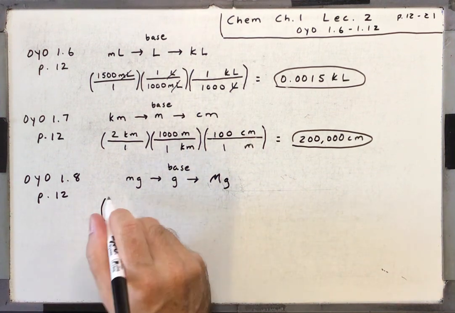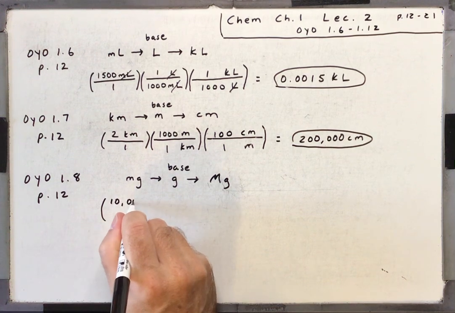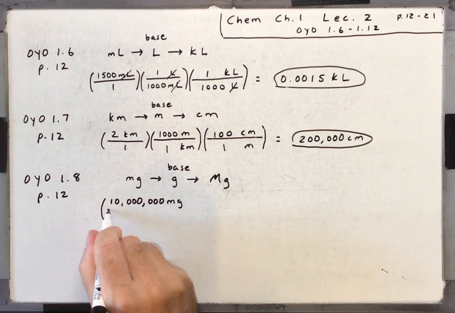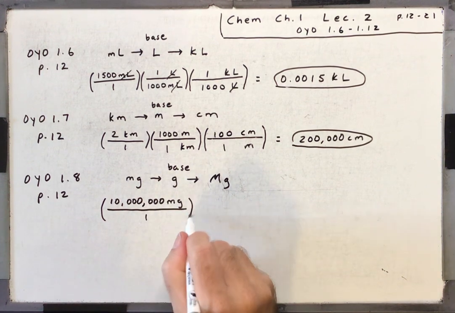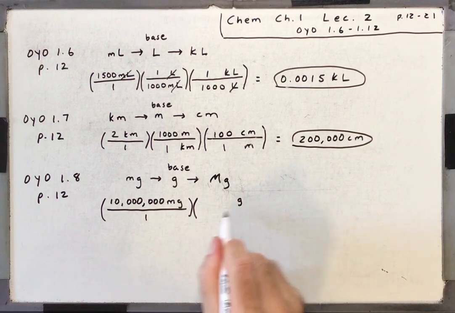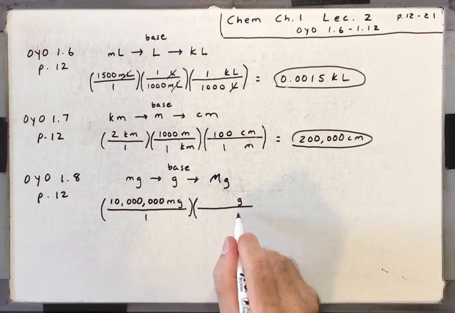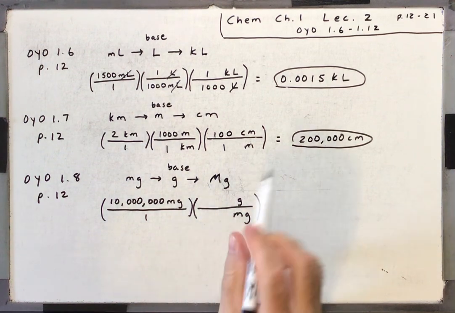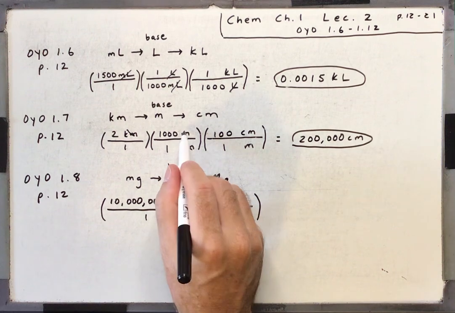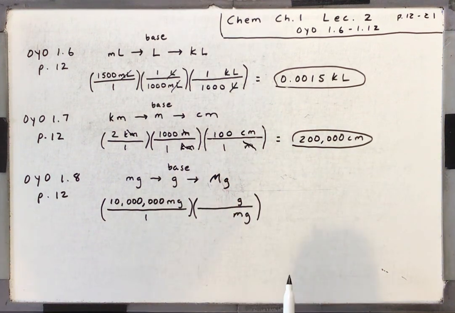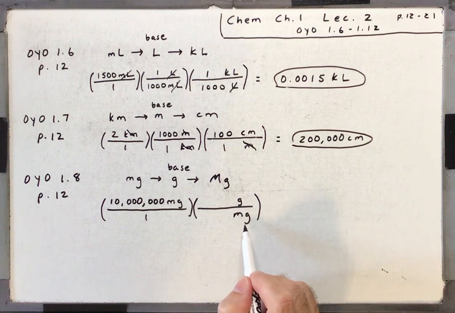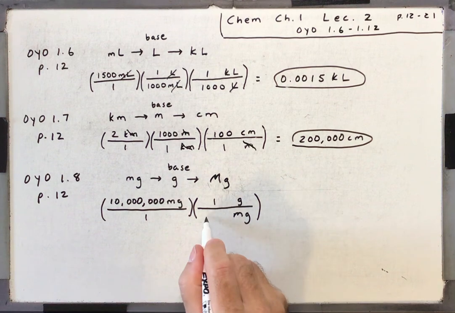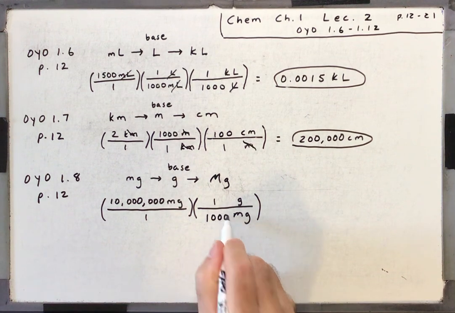Okay, so we've got 10 million milligrams. And put that over 1. We're going to grams, and we're eliminating milligrams. All right, so we put that on bottom. That way it cancels, and I forgot to cancel on the last one. You don't have to do that, but it helps. Okay, which one's bigger, gram or milligram? All right, it's the gram. How many milligrams are in a gram? There's 1,000 milligrams in a gram.